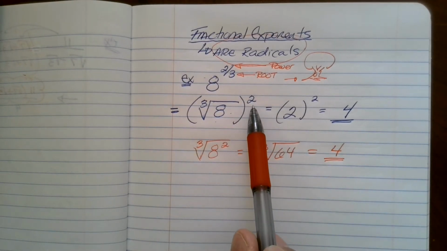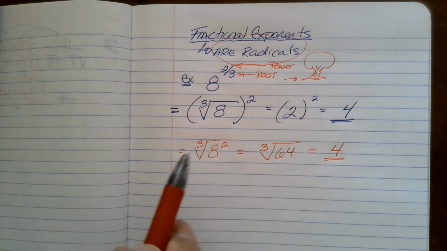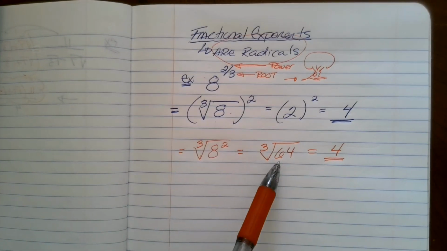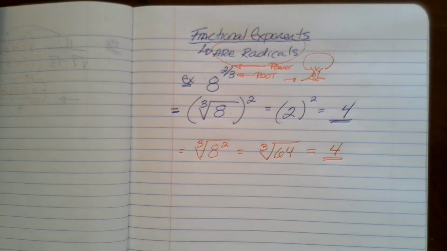So you could have it outside or you could have it inside. It's not going to make a difference. I like it outside because then it's smaller numbers to deal with. I'd rather take the cube root of 8 than the cube root of 64.